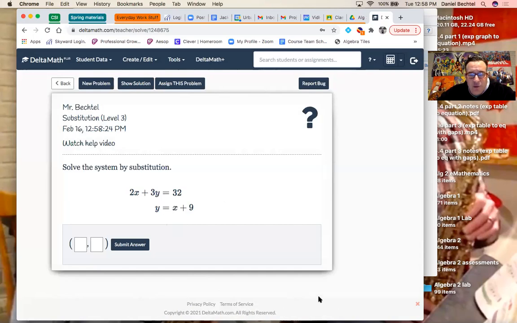If I'm going to go in here and retype it, I can take this equation here. It's going to be 2x plus 3, and then I have parentheses, and I'm going to take that x plus 9 and put it right in here for where the y is. And that's going to be equal to 32. And now I can go through this, distribute, and solve. And that's the way that this would work, okay?